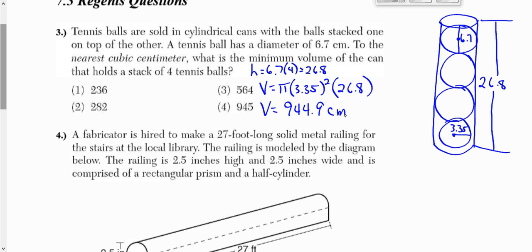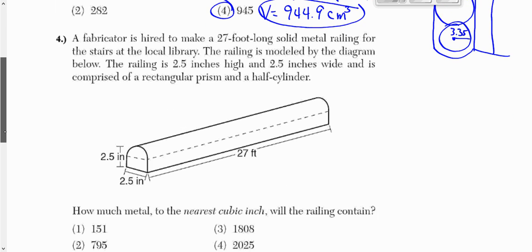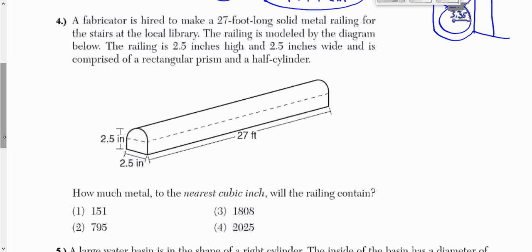Did you get 944.9 cubic centimeters? Yeah. All right, so choice 4. You round it correctly. Any questions on that one? Right, so you had to use the diameter of the tennis balls and know how many tennis balls are in there to get the height of the cylinder can, and then get the radius of the tennis ball, which would be the same as the radius of the cylinder, okay? All right, let's go on to number 4. Be careful here. What is it you have to be careful of in number 4? Read it over and answer.